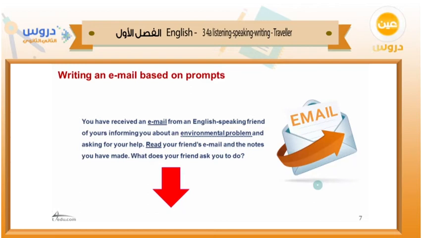So if you want to write an email, maybe for your friends or for one of your relatives, you need to know the correct outline for writing an informal email based on prompts. So the question is, you have received an email from an English-speaking friend. So you have a friend somewhere in Europe, in Canada, in the US, in Australia, an English-speaking friend of yours informing you about an environmental problem and asking for your help.